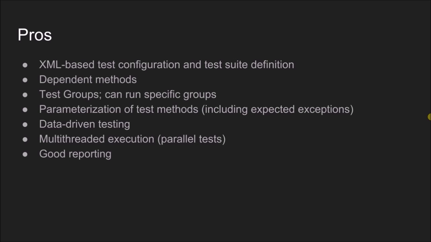Then we also have dependent methods which can be used to check certain dependencies. If certain groups or methods are dependent on other groups or methods, then their execution can be controlled using the dependency feature. Test groups are also an important feature for TestNG. We can choose to execute certain groups, and this can be used for various applications which were outlined in the demo. Parameterization is also an important feature, with data driven testing, as used in the data provider feature.